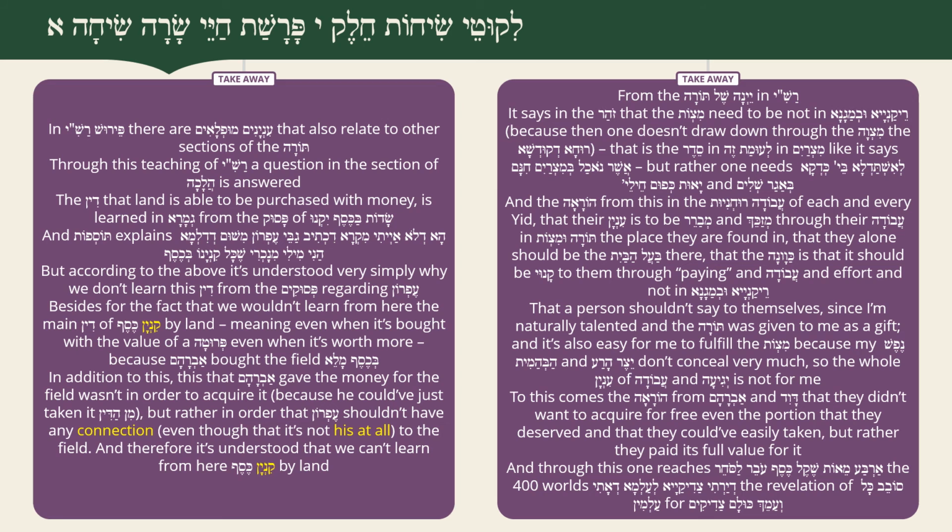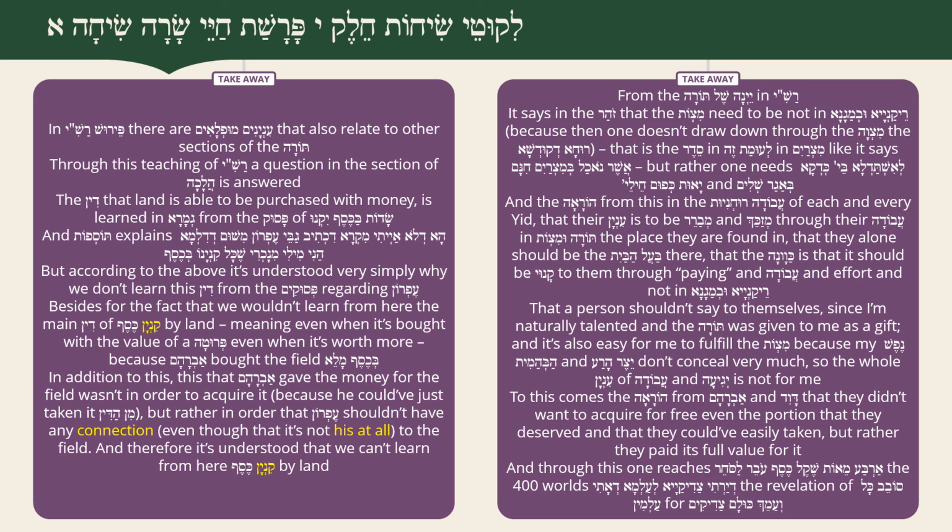From the Torah and Rashi, it says in the Zohar that the mitzvahs need to be not in reikanyo of a matana, not on something which is empty and free, because then, if the mitzvah is done in reikanyo of a matana, one doesn't draw down through the mitzvah the ruach de'kedusha. That, the way of reikanyo of a matana, is the seder in Mitzrayim. Like it says, asher nochal b'Mitzrayim chinam, it's free.